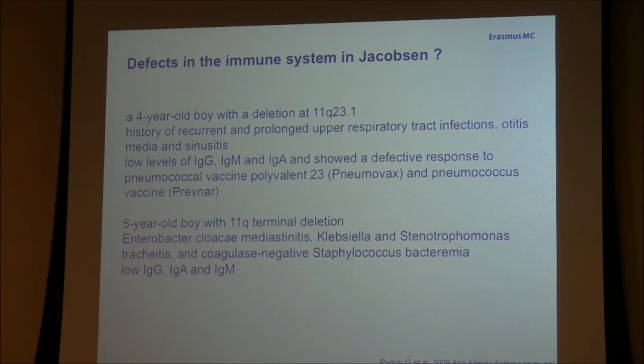Another example, 5 years ago, with a 4-year-old boy with a known Jacobsen syndrome, with recurrent respiratory tract infections with low levels of IgG, and another 5-year-old boy with Jacobsen syndrome, with indeed bacterial infections, also with low immunoglobulin levels. So some cases with recurrent infections, low IgG, low IgA, low IgM.